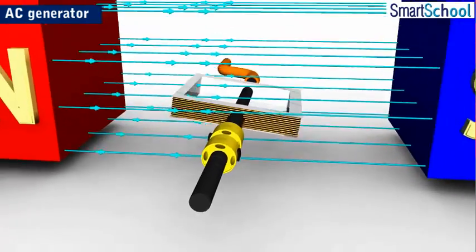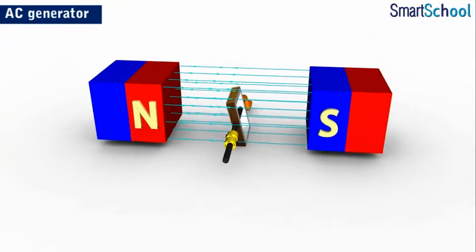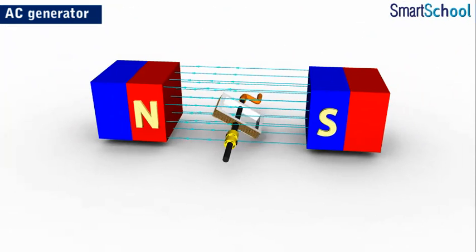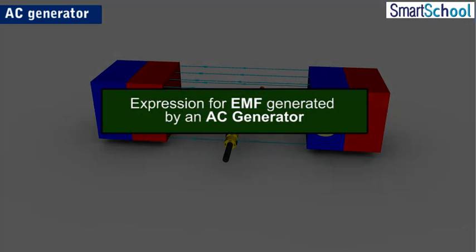The coil rotates, inducing an EMF and a current in itself. The current induced in the coil is fed into external circuits through the slip rings that act as terminals to the generator. Let us now find the expression for the EMF generated by an AC generator.